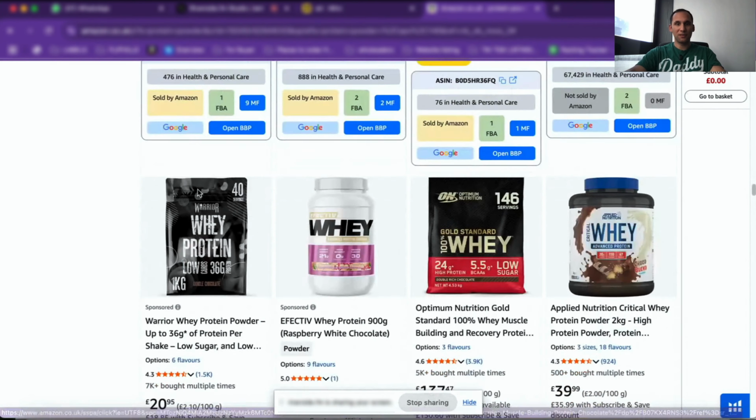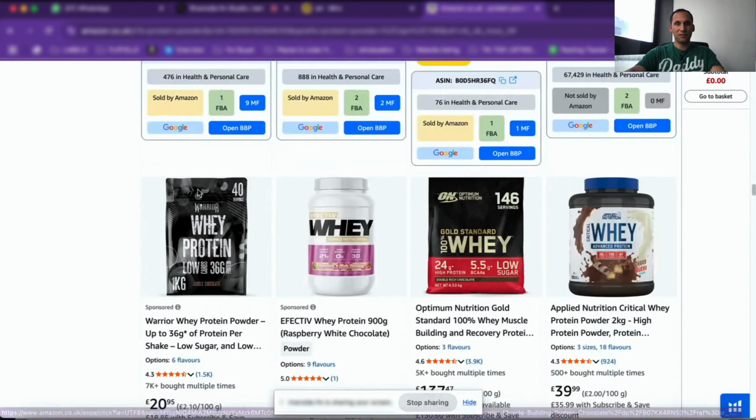So, Warrior Whey protein. Now, I do like the packaging. It's not bad. It's pretty cool. 40 servings. Yeah, I will always put in the main image, especially when it comes to supplements, all the details. 40 servings, 36 grams of protein, low carbs, 1 kilo of double chocolate. Let's see the second image. Okay, I like this because the second image is showing me the gram of serving size, what you need to do, shake well, and actually how to use the product.